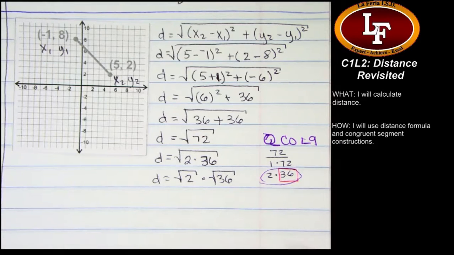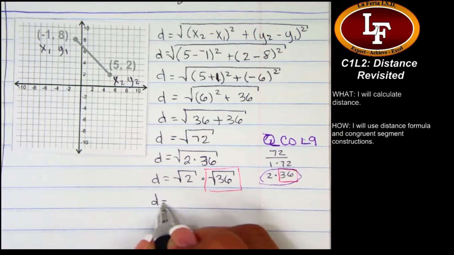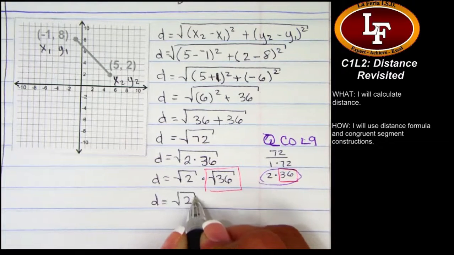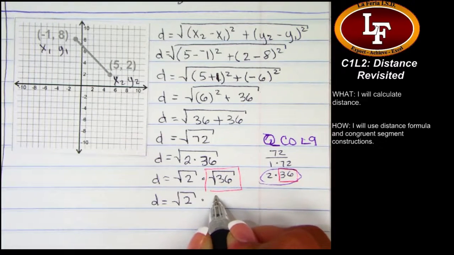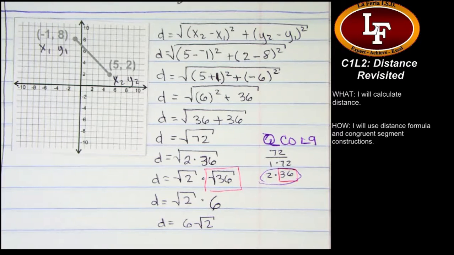And the reason I want to do that is because I know what the square root of 36 is. The square root of 36 is just the whole number 6. This looks odd because in mathematics we like to write the whole numbers first as coefficients and everything else after, and so this would be our final distance.